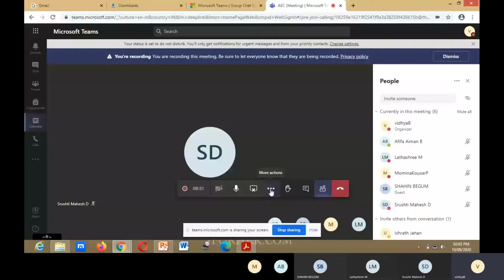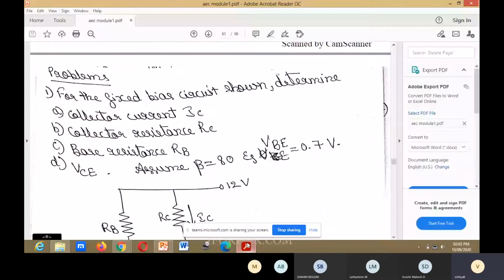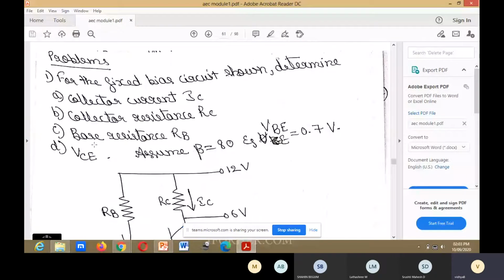Today we shall discuss problems. First one: for the fixed bias circuit shown, determine collector current, that is IC, collector resistance RC, and base resistance RB. Next, VC. We need to find out IC, RC, RB, VC. Assume beta is equal to 80, VBE is equal to 0.7 volt.